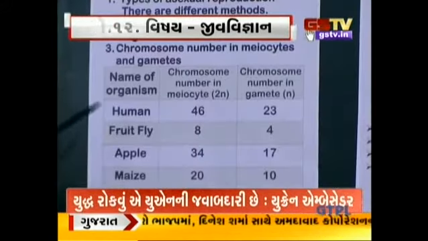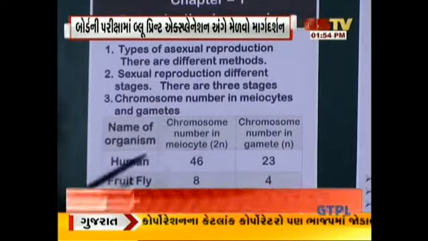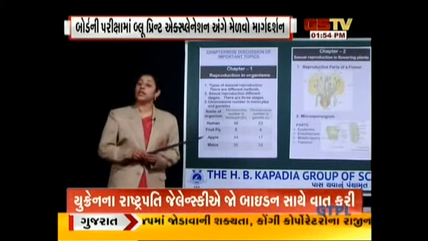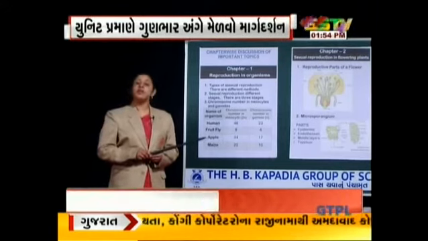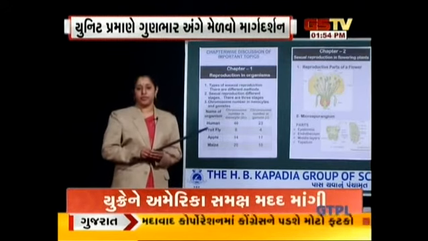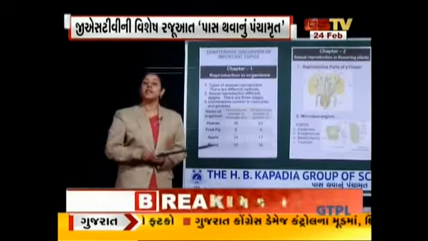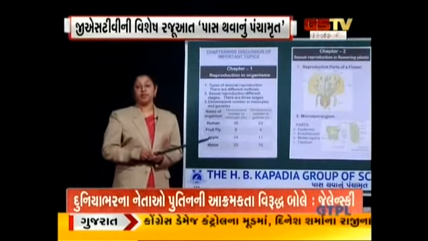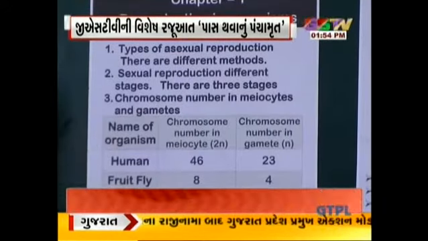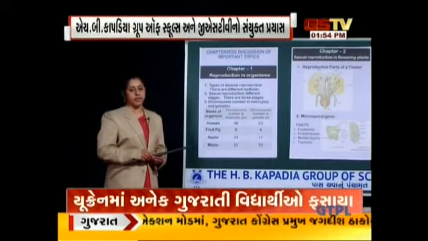Now, the third topic of this chapter is chromosome number in meiocytes and gametes. This is a very important topic because you will get lots of MCQs from it. We are discussing mainly the chromosome number of meiocytes, which are always diploid, represented by 2n. And the second one is the chromosome number of gametes. You know that gametes are always haploid. Now we will discuss the chromosome number of certain organisms. That is very important and can be asked in examinations.